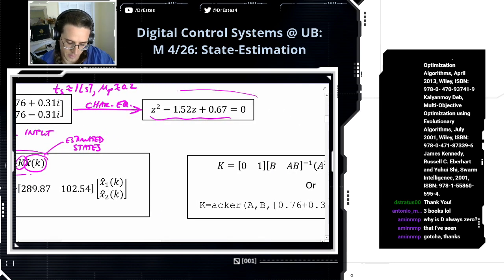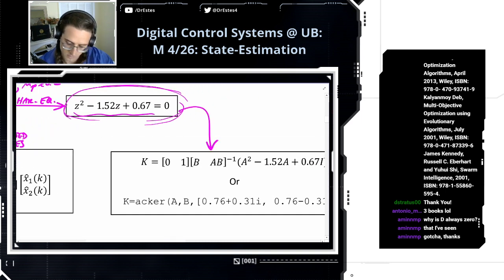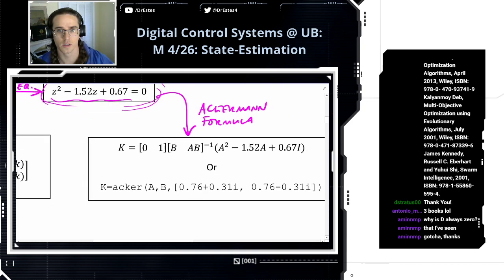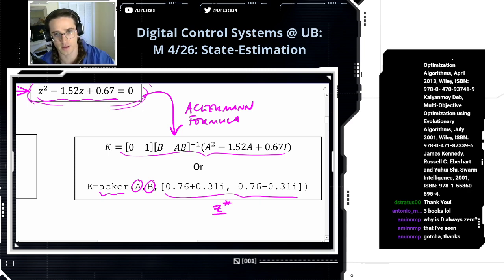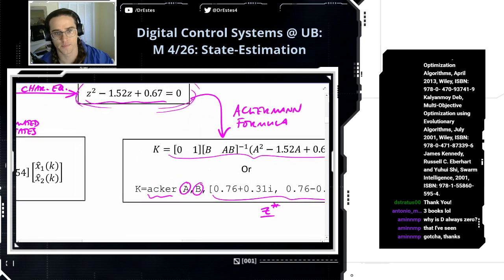If I know that I want this to be my characteristic equation for the closed loop system, this is how you solve for your gain matrix. And this is called the Ackermann formula. So for this specific problem, this is the Ackermann formula written out. Or typically, we're just going to go to MATLAB and we're going to use the Acker command in this way. You give A, you give B, and then you list your target poles, Z star, in vector form. And then, boom.